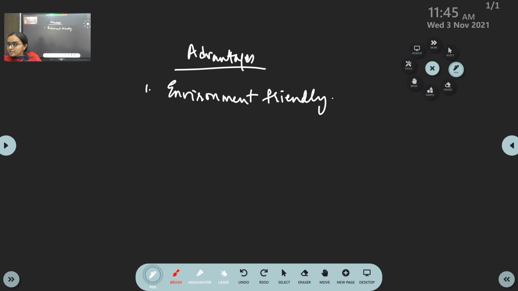Do you have to pay monthly bills for this? No, right? One time investment, but the initial cost will be more. But the government is giving subsidy for it, isn't it? Initial cost is more, but lifetime maintenance. So it's lifetime solar energy.